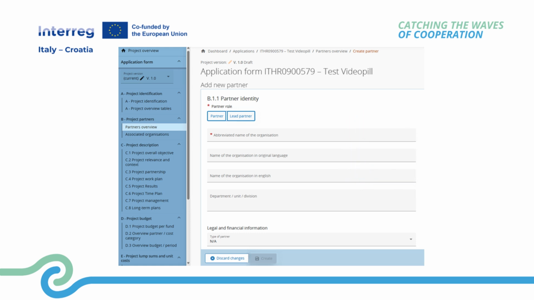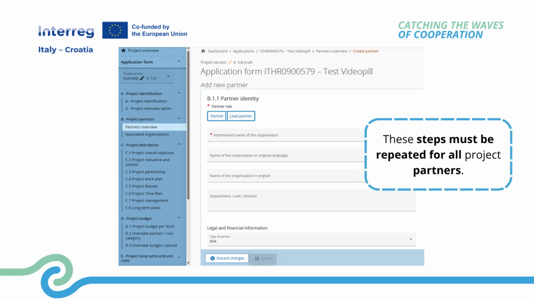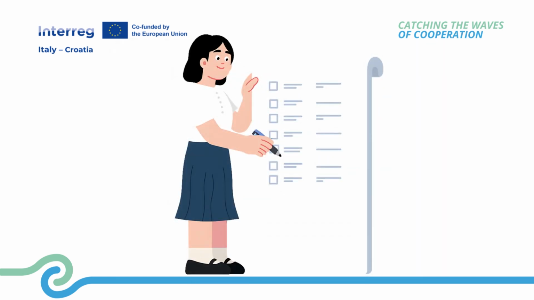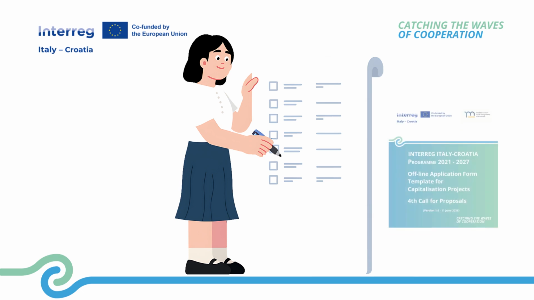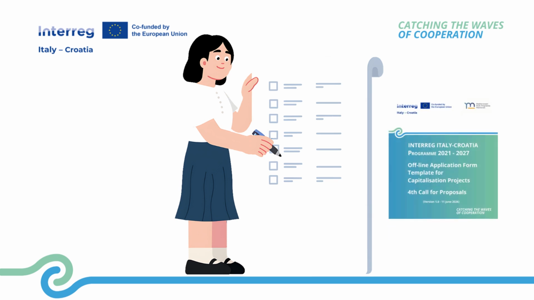After having inputted all the required information according to the instructions provided in the calls documents, you must click on the Create button on the bottom of the page. These steps must be repeated for all project partners. We trust that filling in the rest of the application form in Jems is rather straightforward, especially after you have completed it offline by using the offline application form template.